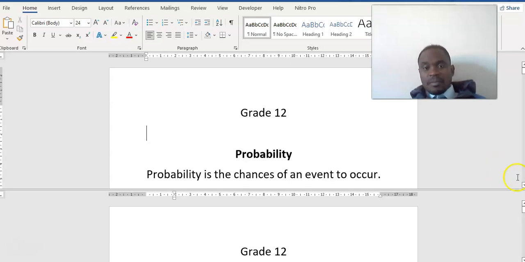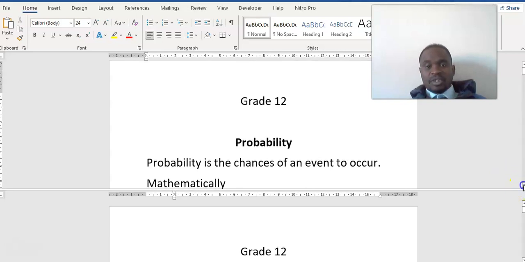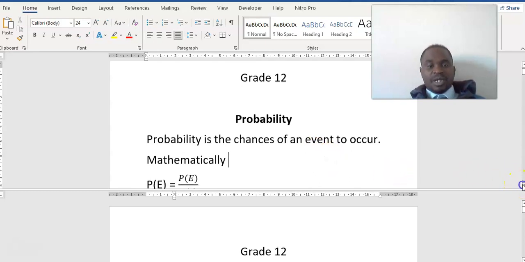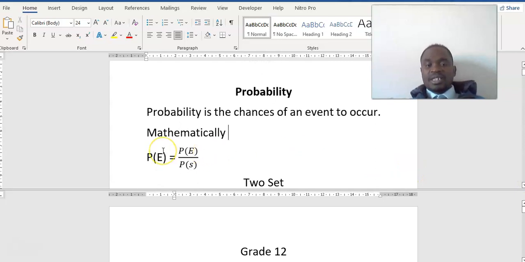Okay, now let's first look at what probability is. Probability is the chances of an event to occur. Let's look at it mathematically quickly. Normally probability is the number of events occurring over the total outcome. So probability of an event occurring is the number of events occurring over the number of total outcomes, which is the sample space.